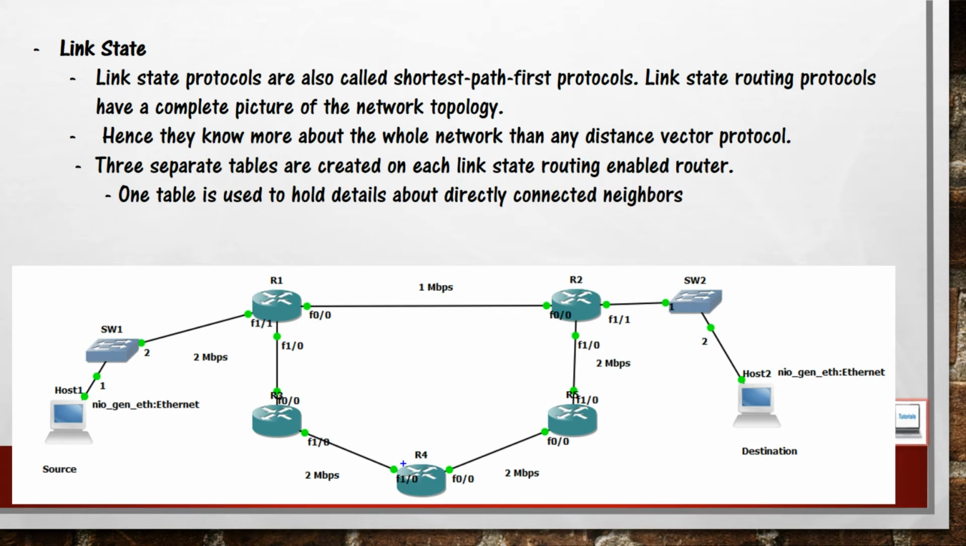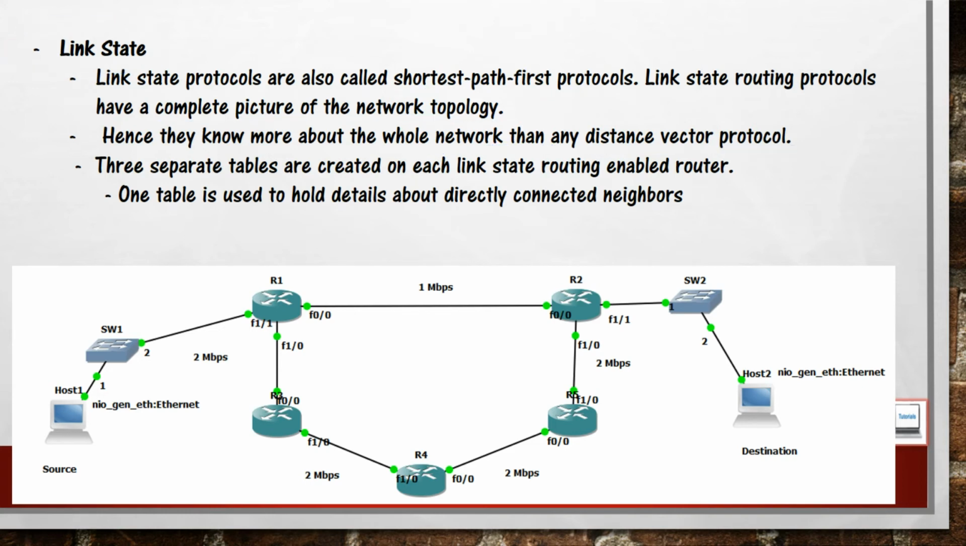Link state routing protocols follow Dijkstra's algorithm, and they are also called shortest path first protocols. Generally, link state routing protocols like ISIS and OSPF create a complete picture of the whole network topology. Hence, they know more about the whole network than any distance vector routing protocols. So, when the links between any devices fail, convergence time will be very minimal in link state routing protocols in comparison to distance vector routing protocols.